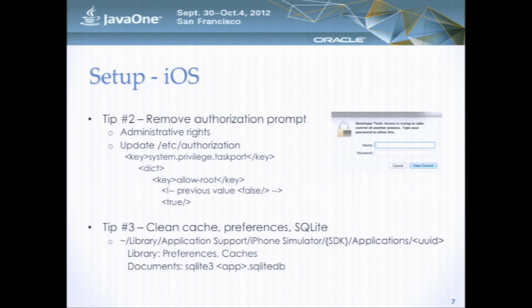The next thing is, if your app uses preferences, caches, and SQL, where can you find them in your simulator? This is also an advantage of using a simulator versus a device, because you need a jailbroken device to access all this data. But in a simulator, you can go to this directory and find where your data is. You can do your cleanup, verify your data, and so on and so forth.